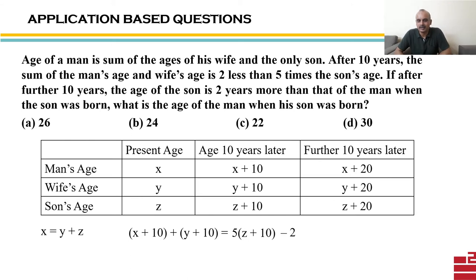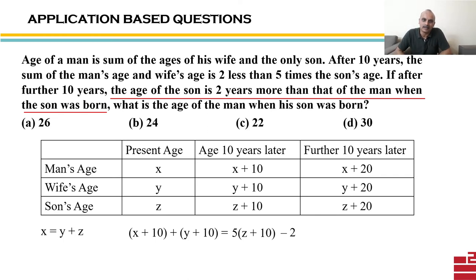So x plus 10 plus y plus 10 are the sum of the ages of the man and wife, and it is 2 less than 5 times son's age. This is what we will get. And after this, we move on to our third line, which is the age of the son.